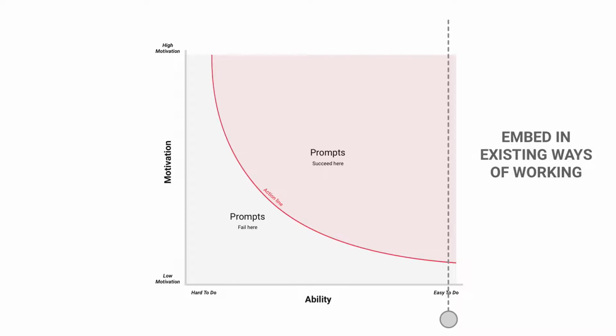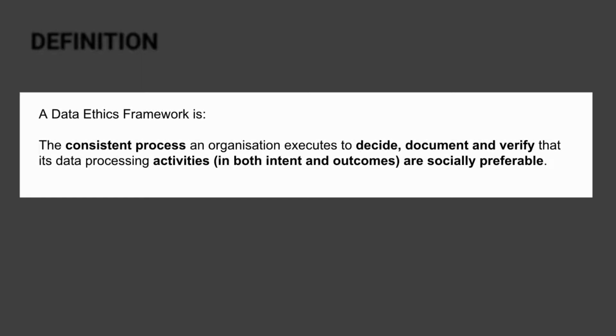But before we go into some of the detail with this, let's start with the definition of a data ethics framework. A data ethics framework is the consistent process an organization executes to decide, document, and verify that its data processing activities in both the intent and the proposed outcome are socially preferable.